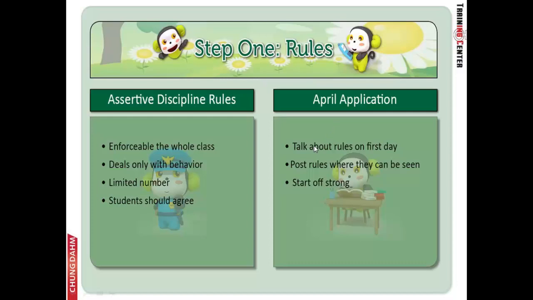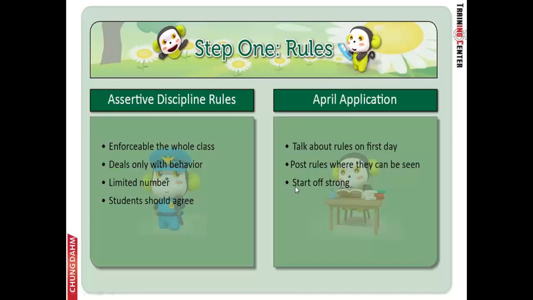So the first thing that we want to do is talk about the rules on the first day. We will be holding students accountable for what we expect from them. So the most fair thing that we can do is to at least share with them what is expected of them. Next, we want to post the rules where they can be seen. So we want to post them in a way that's big enough for students to see it from their desks. And we would not want to put the rules, for example, on the board behind the smart TV because that will not be a place that's a constant reminder for students.